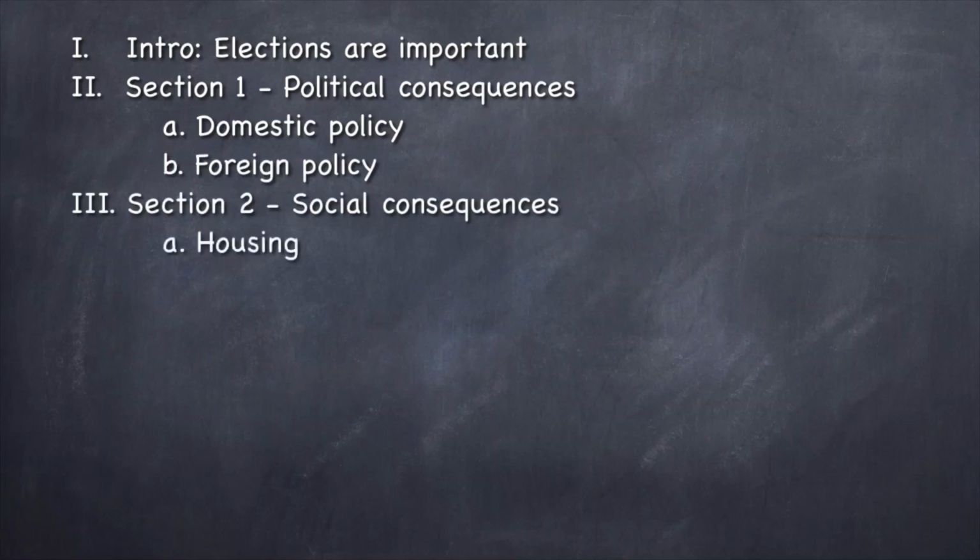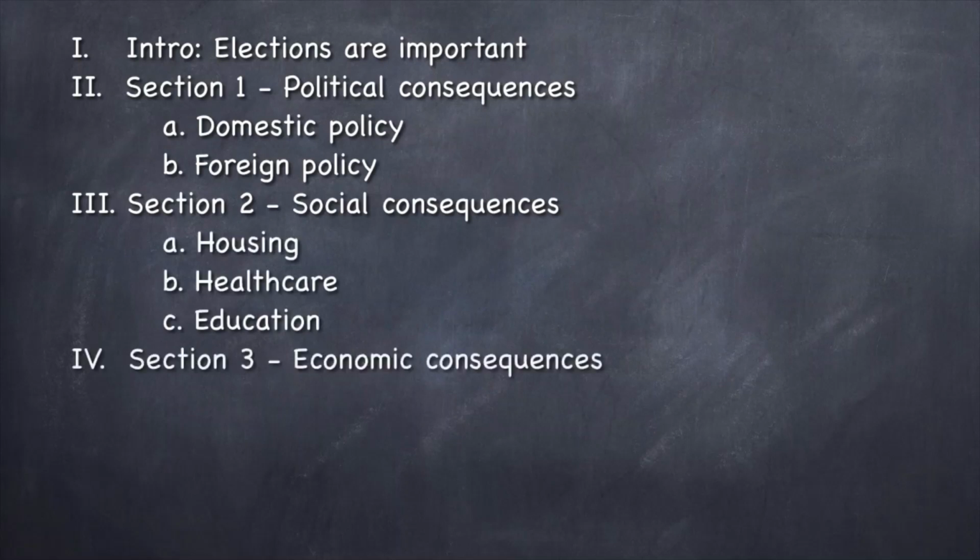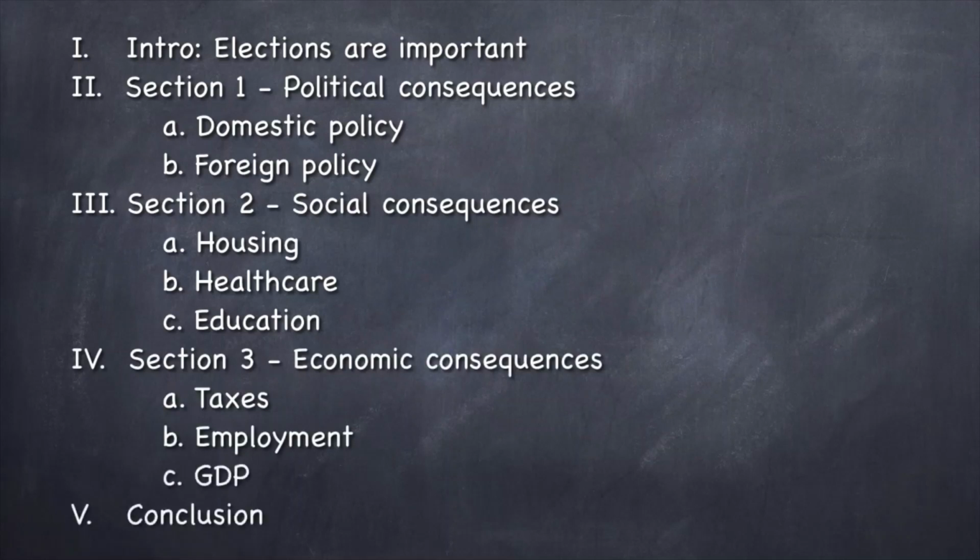social consequences, housing, healthcare, and education. Next, section 3, economic consequences, taxes, employment, GDP. And finally, the conclusion. And that's it. And there you have it. And you have a complete outline.